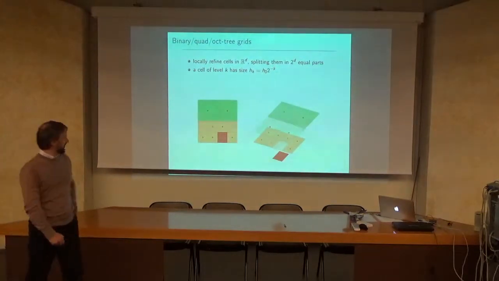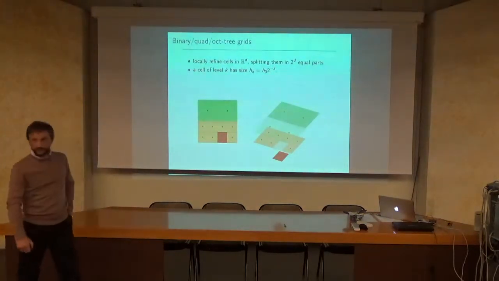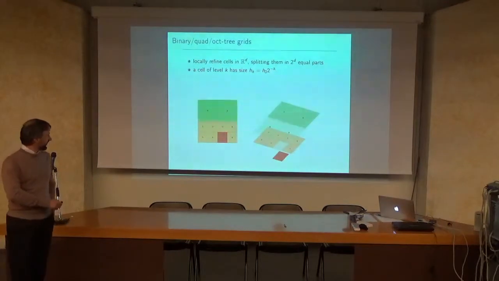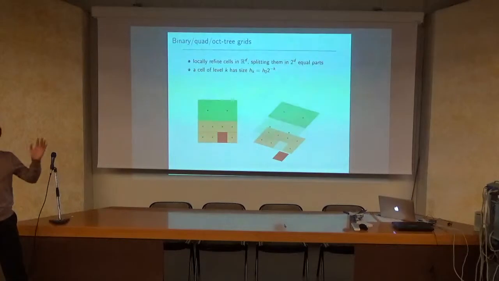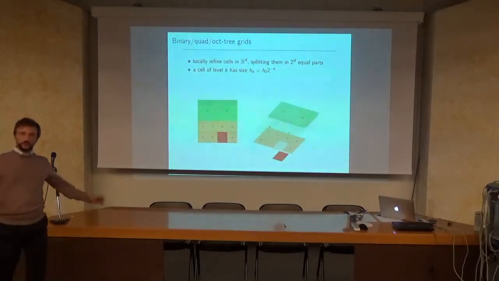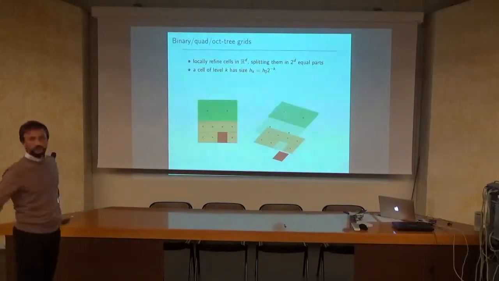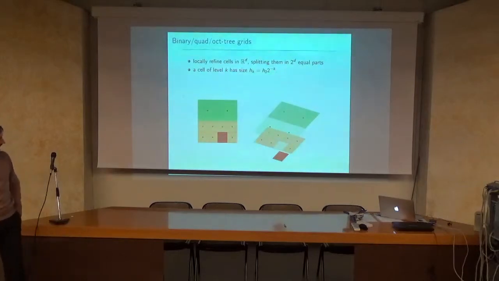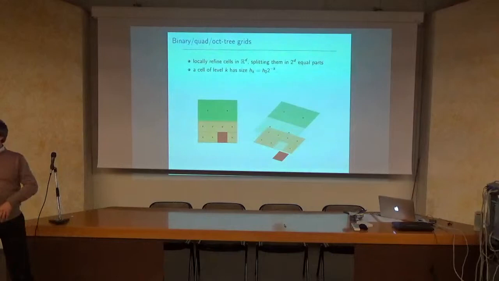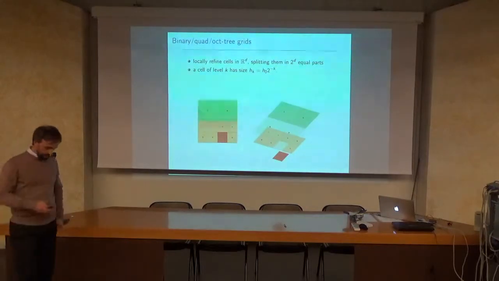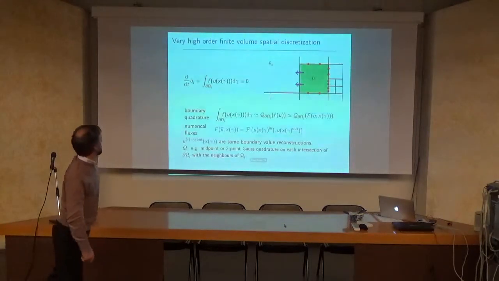And in particular, I use quadtree type grids, which means that every cell in my grid can be refined by splitting it into an equal number of parts. It's 4 in the picture, but it doesn't really matter, of course. And this can be done recursively, and each cell can be refined independently of its neighbors.